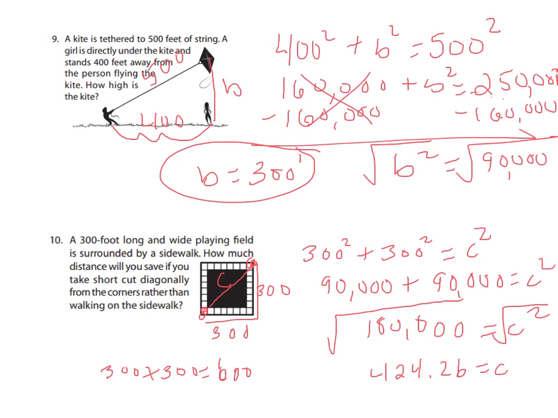Now, that's the distance taking the shortcut diagonally across the field. So if I take the 600 that it would be for the sidewalk, because it's asking how much will you save by going diagonally, you're going to take that 600 and you're going to subtract 424.26 to get your final answer of 175.74 feet. It's actually quite a bit of steps.